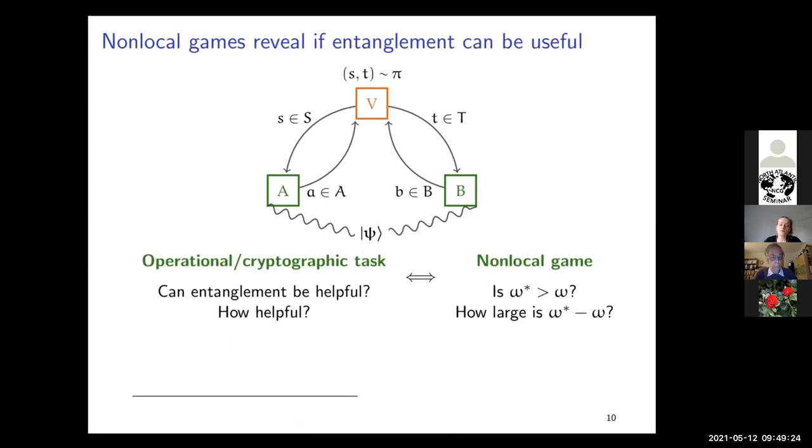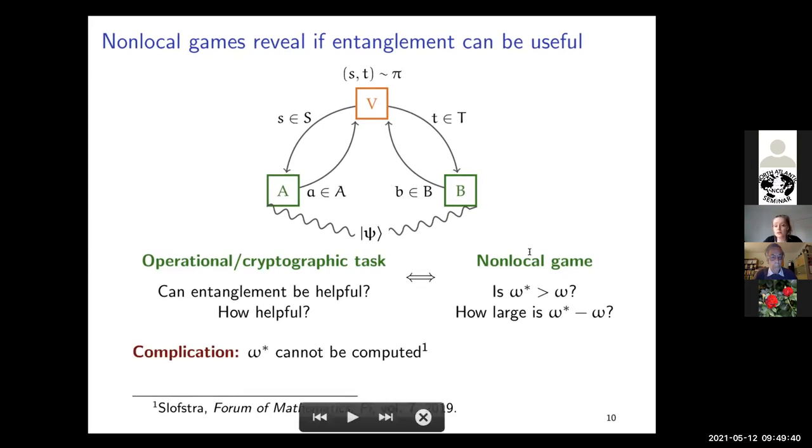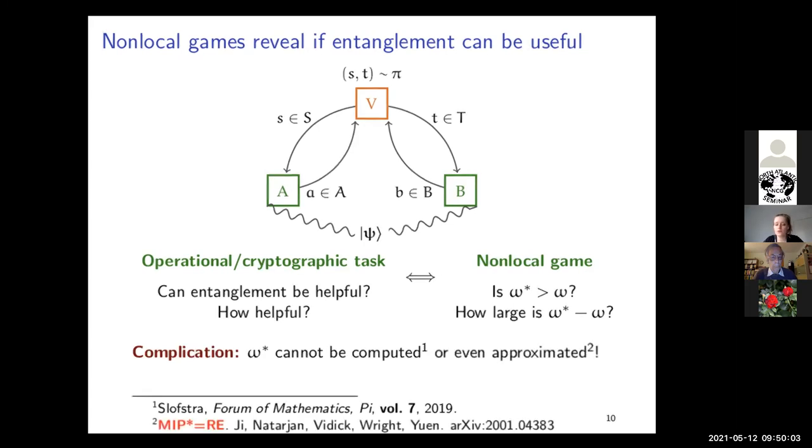Now in the classical case, you can show that this best classical success probability is NP-hard to compute, so you might only be able to tackle small problem sizes. But in the quantum case, it turns out that omega star cannot be computed at all. This means there is no algorithm that, given the description of this game, outputs omega star. Such an algorithm does not exist. So it is an undecidable problem. And not only can omega star not be computed, it cannot even be approximated. This was a huge breakthrough, and it also implied a negative resolution for Connes' embedding problem.